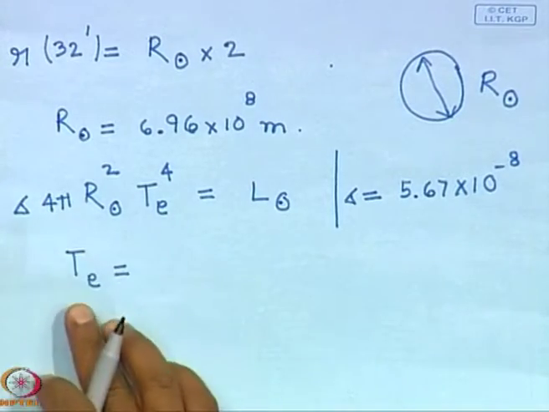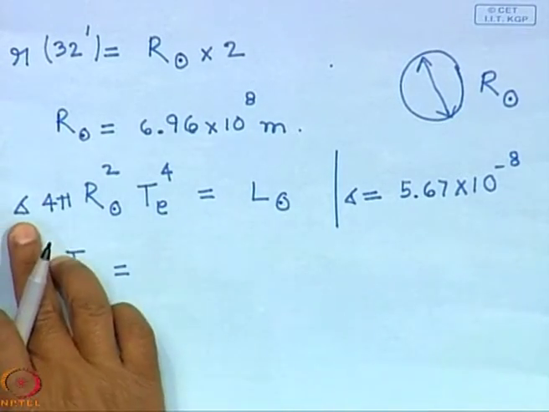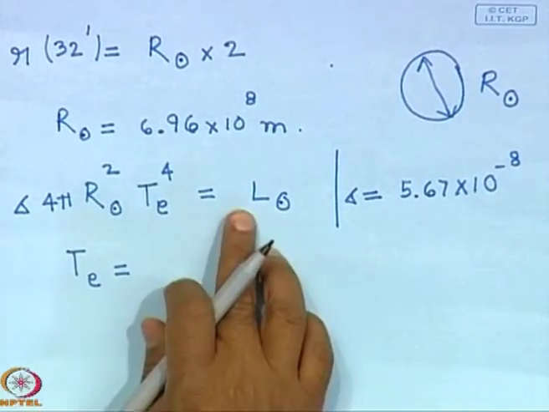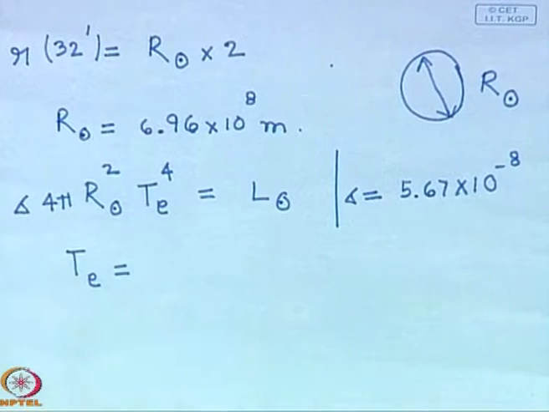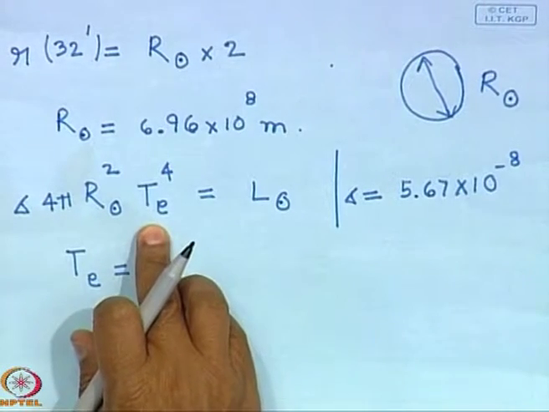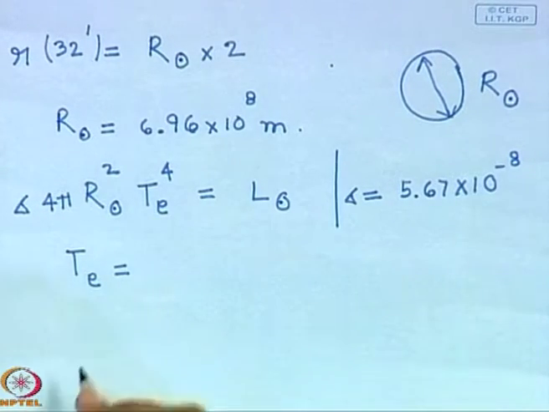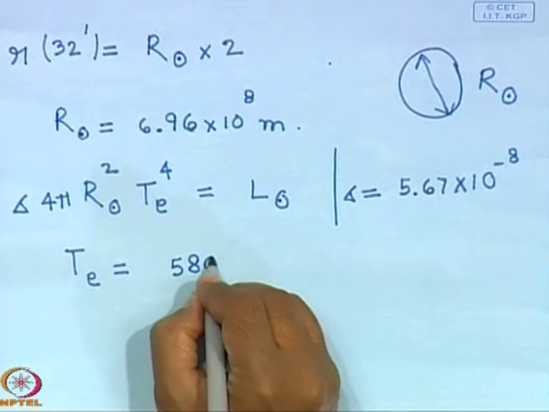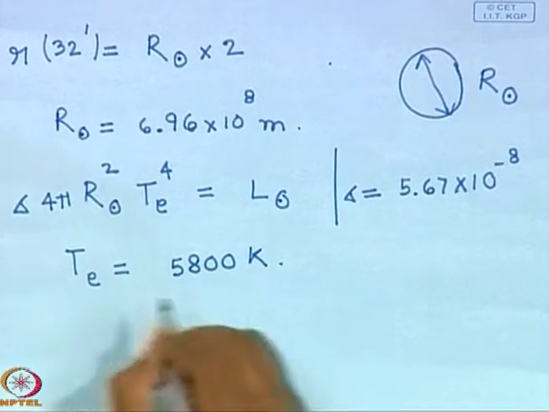So, using this, if you put in these values, we have told you what sigma is, you know what the radius of the sun is, and you know what the luminosity of the sun is. So, you put in these values and you can determine the effective temperature of the sun, and the effective temperature comes out to be around 5800 Kelvin.